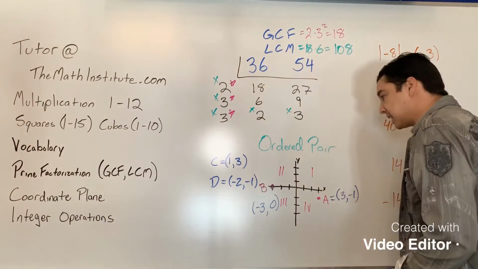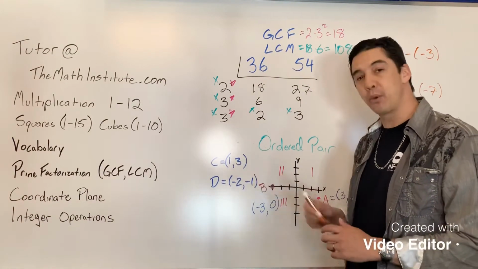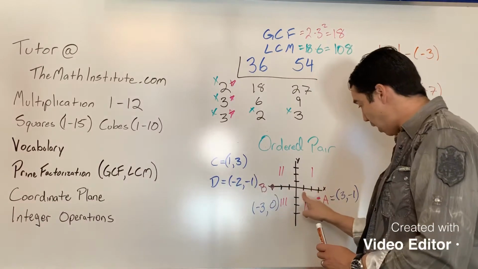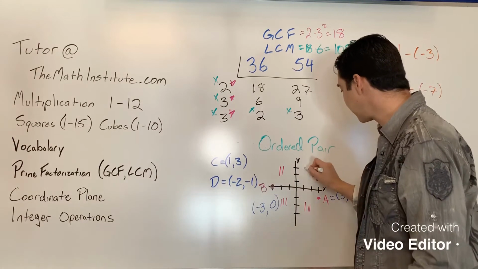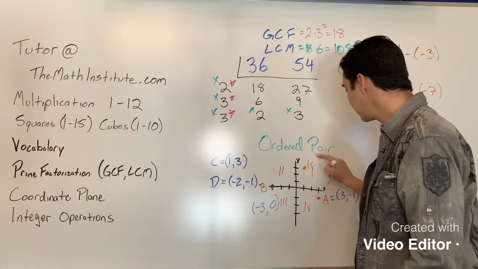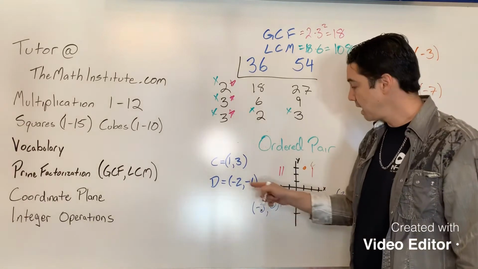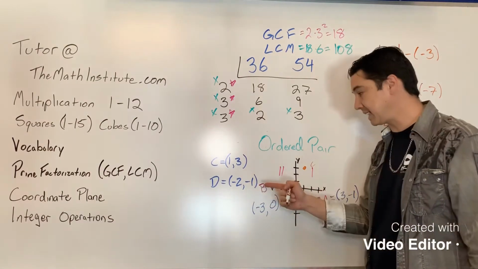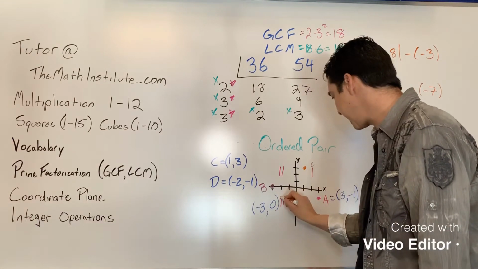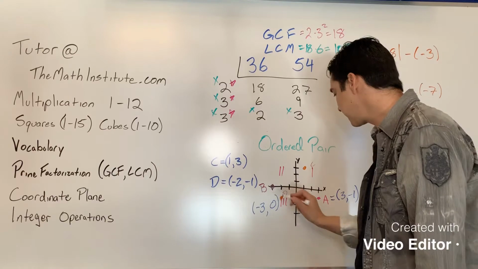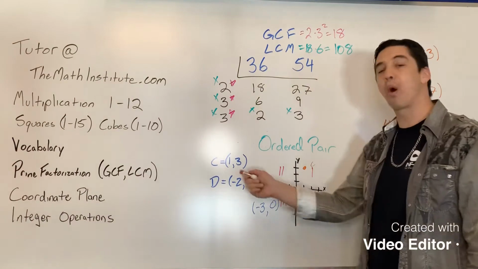Finally, if we're looking to plot the point 1, 3 and label it C, the X value is positive 1, and the Y value is positive 3. So right there would be my point C. And point D is at negative 2 on the X-axis, negative 1 on the Y-axis. Negative 2, negative 1 is right here. That is point D. You should have no problem either reading the point or plotting the point.